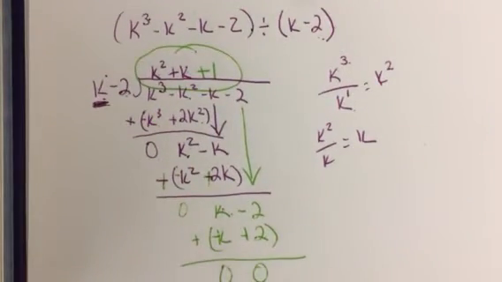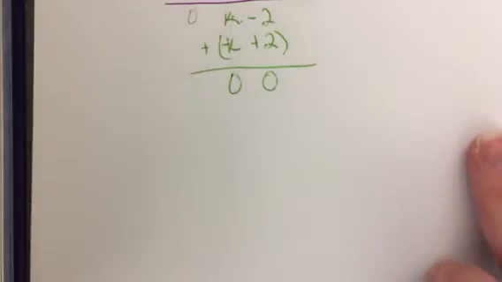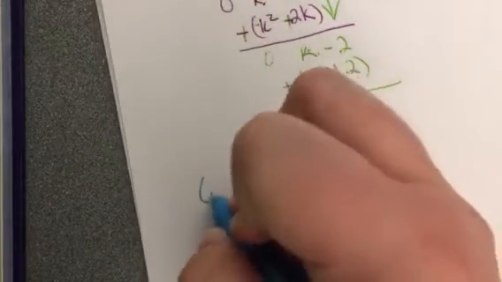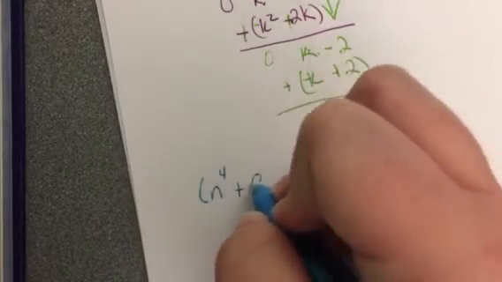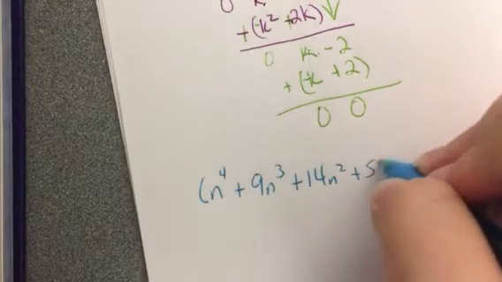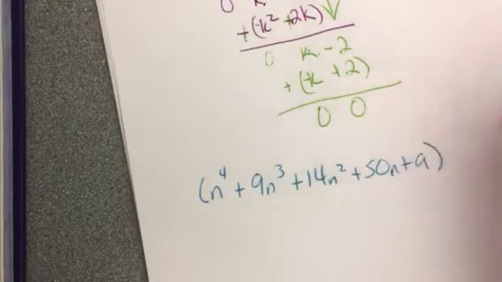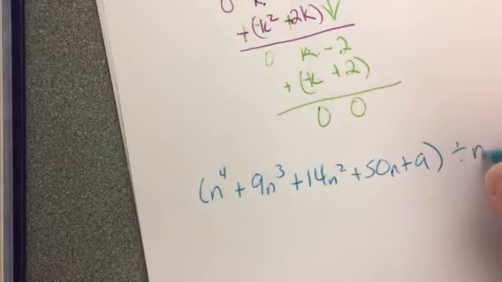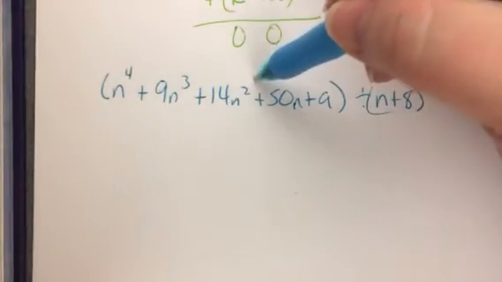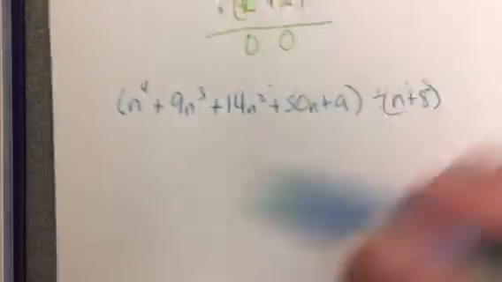Now I'm going to do another one, and let's see what happens. We'll use a different variable in this one. We'll use n's. So let's say we have n to the fourth plus 9n to the third plus 14n squared plus 50n plus 9 divided by n plus 8. Again, this goes on the inside of the division hut, and this goes on the outside.